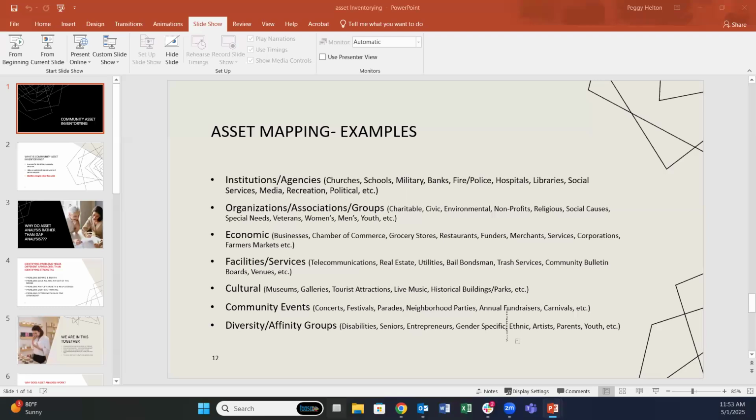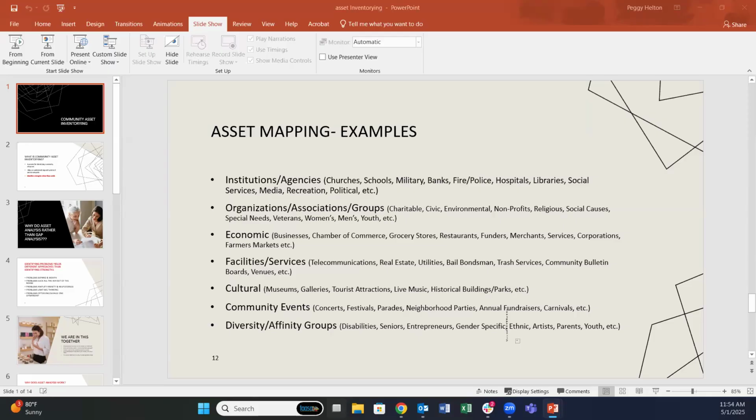So economics, here are obviously your businesses, and it gives different examples of businesses that you're likely to work with. And it says economics, we put funders in there because funders aren't donors, but they certainly are changing the economic picture for your organization there.